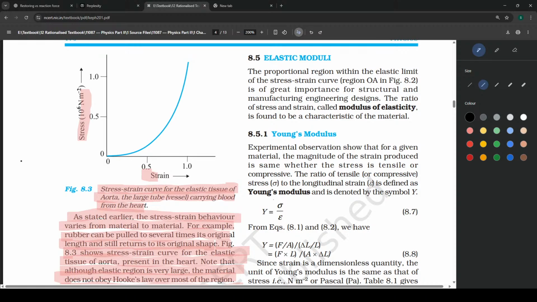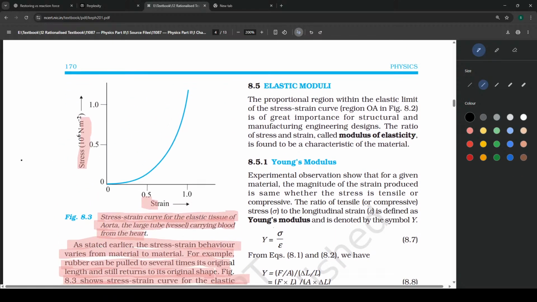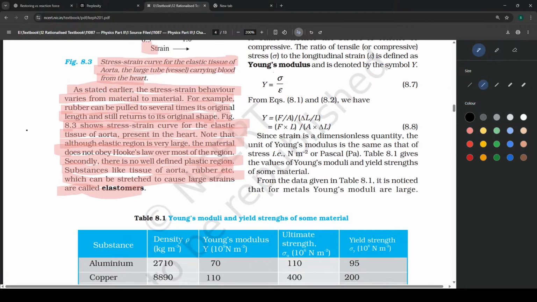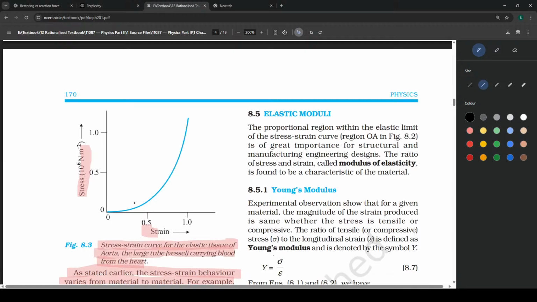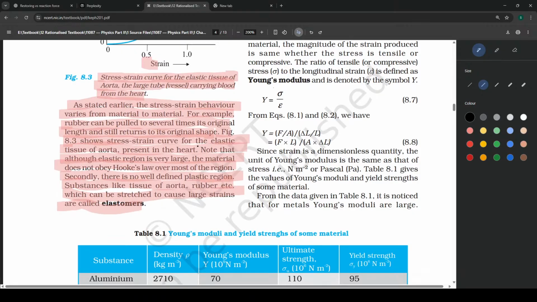It is very elastic, and rubber, which will show much strain for less stress, is also a kind of elastic material. It does not follow Hooke's law over most of the region, because for a high increase in stress there is not much increase in strain here. Only in this specific region will it show some proportionality. And these kinds of substances which can be stretched to cause large strains are called elastomers. Important to remember.